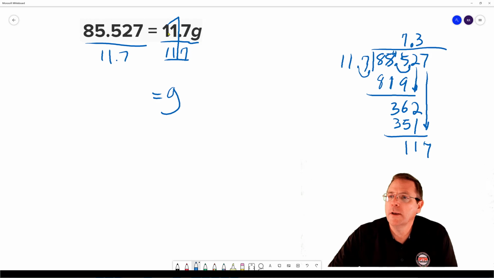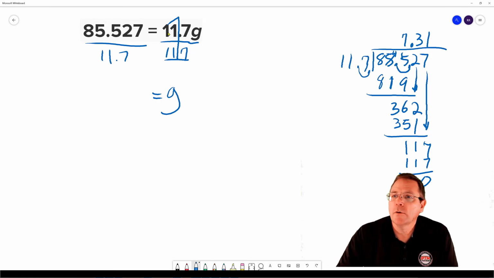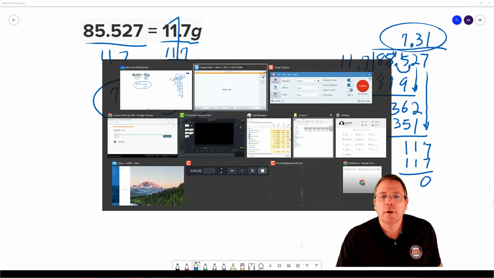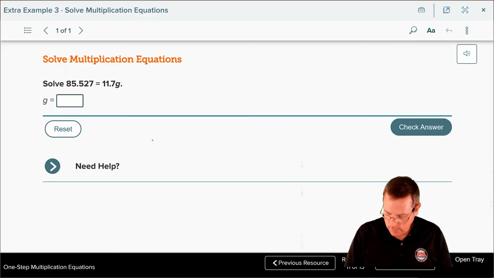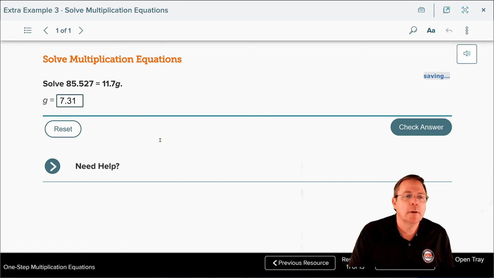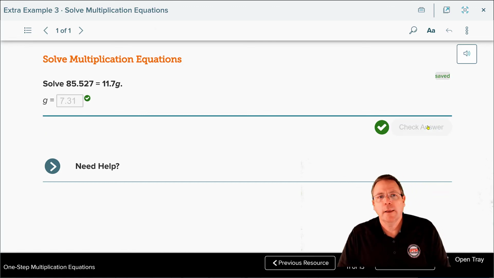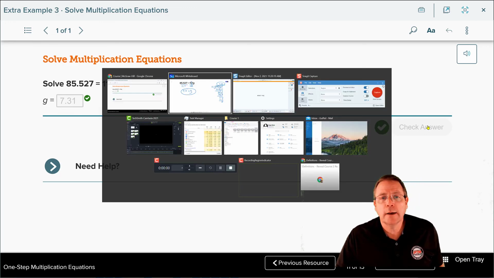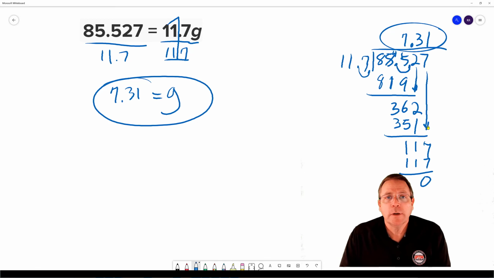Bring down that 17. 1 times 117 is 117 with nothing left over. So our answer is going to be 7 and 31/100ths. Jump back over here to where we can put it in, and put in our 7.31. Hit check, and the answer checks. Not hard work as far as isolating the variable goes, but that one did have some pretty unfriendly grunt work.